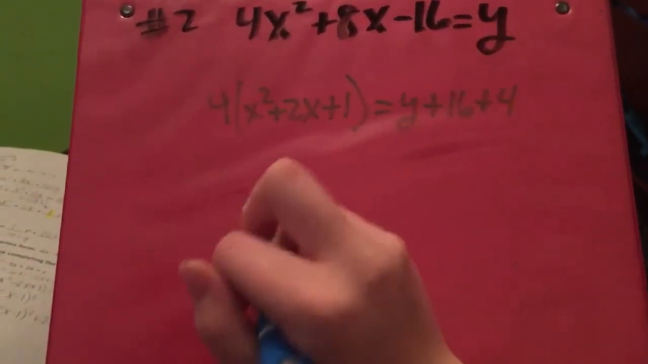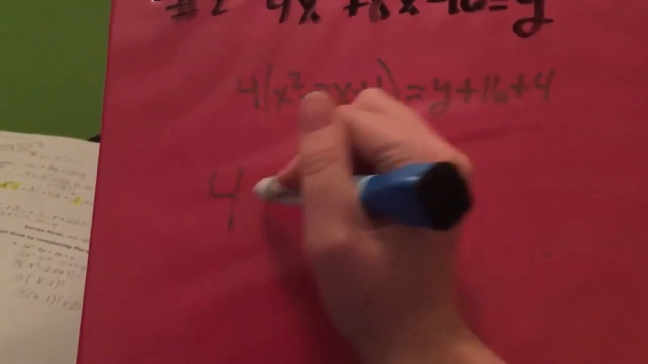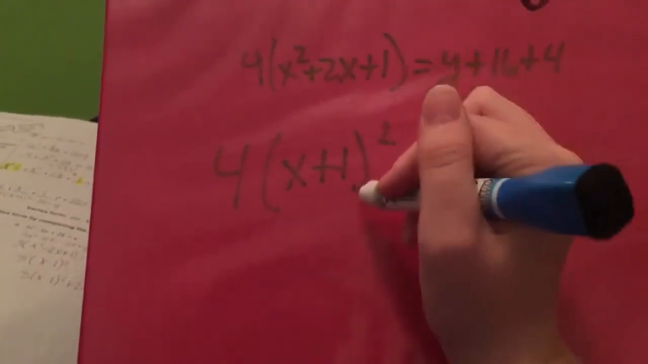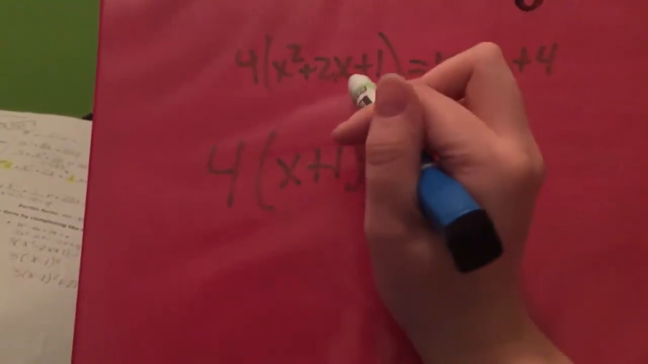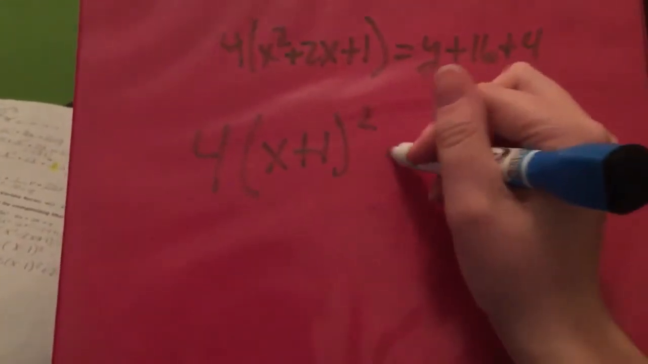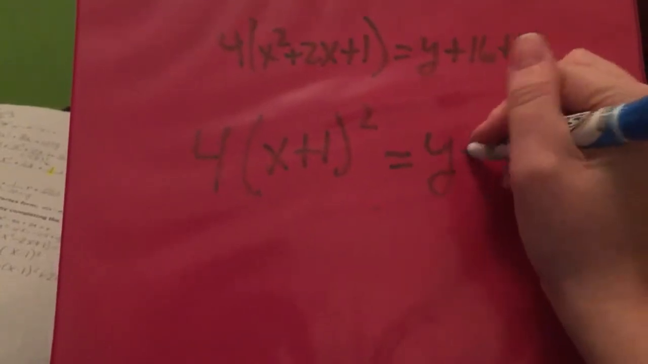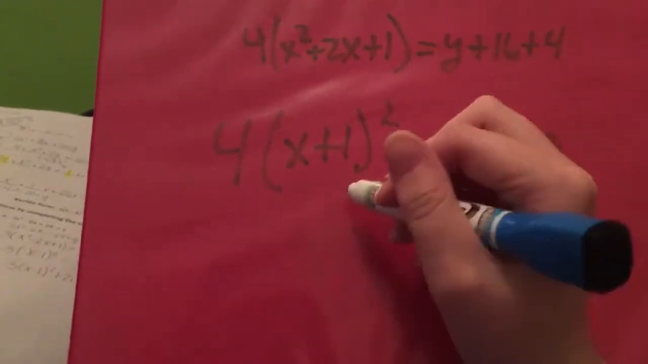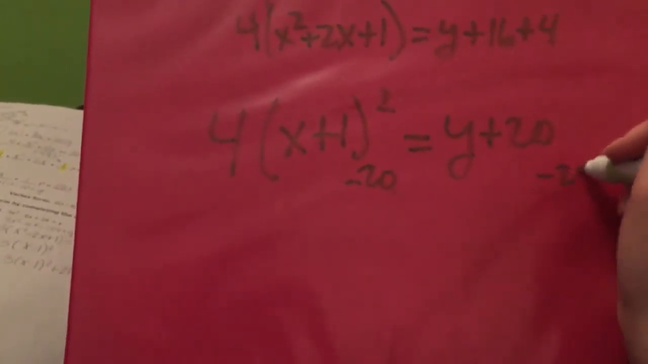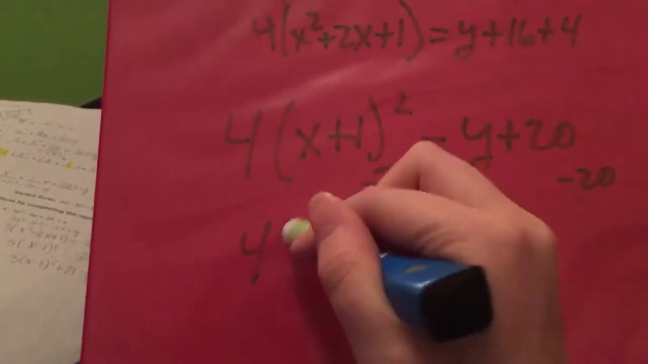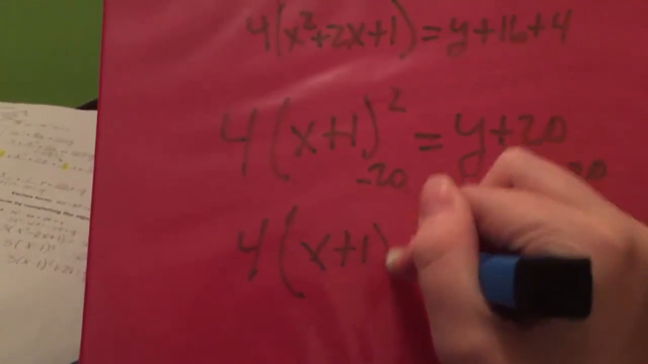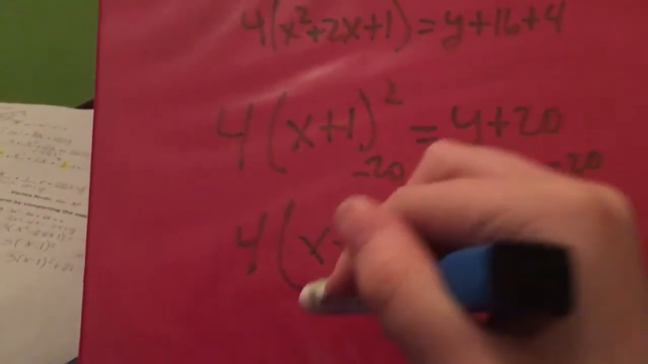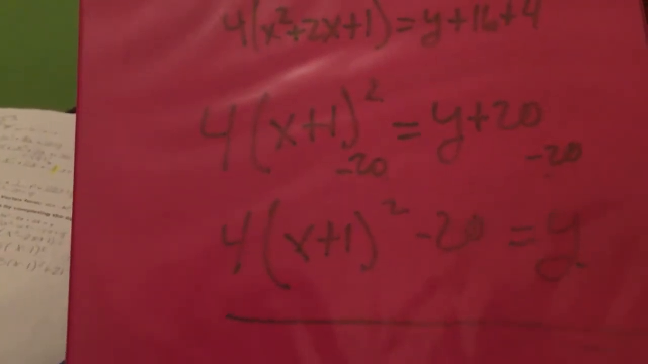So you're going to change this trinomial into a binomial, keeping the 4 on the outside and turning this into an x plus 1 squared. Remember, you get this number because it's the number you got whenever you divided the b by 2. And then you just simplify on the right like normal to get y plus 20. And then you subtract the 20 from both sides in order to put your equation in vertex form. So you end up with 4 times x plus 1 squared minus 20 equals y. And that's your final answer.